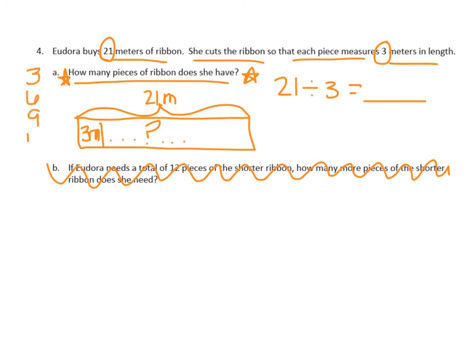3, 6, 9, 12, 15, 18, 21, 24, 27. I'm counting down to 30.